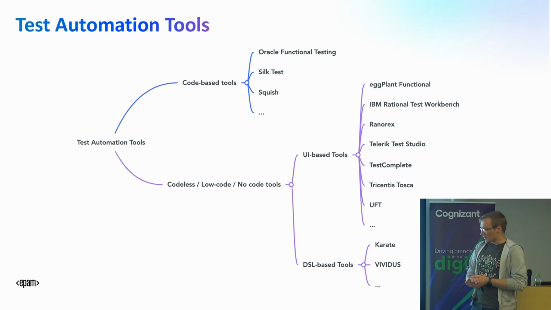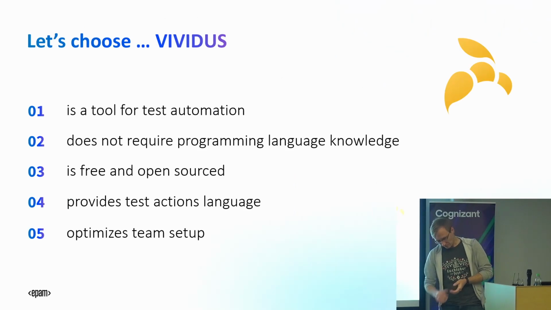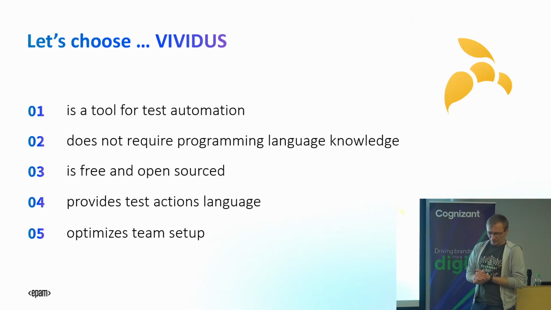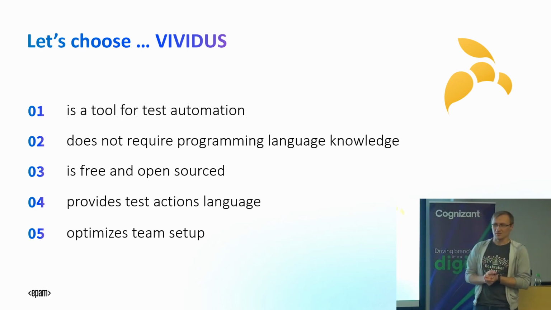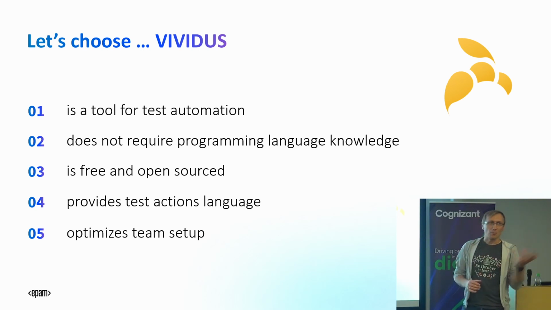So as we are talking about VIVIDUS, let's choose VIVIDUS and see what it is. VIVIDUS is a tool for test automation. It doesn't require any programming language to start. It's free and open sourced. It means that you can check the source code, you can use it for your pet projects, you can use it on your commercial projects, so it's completely free.